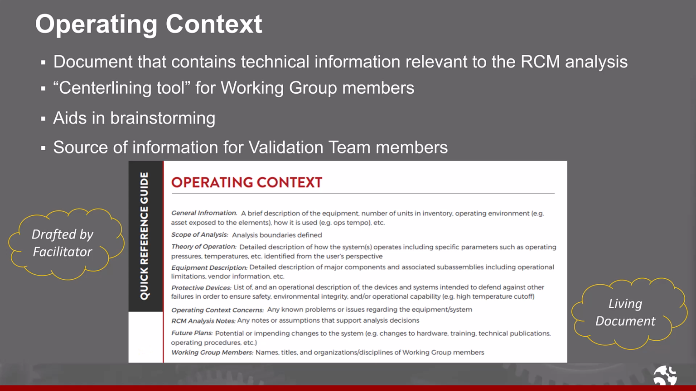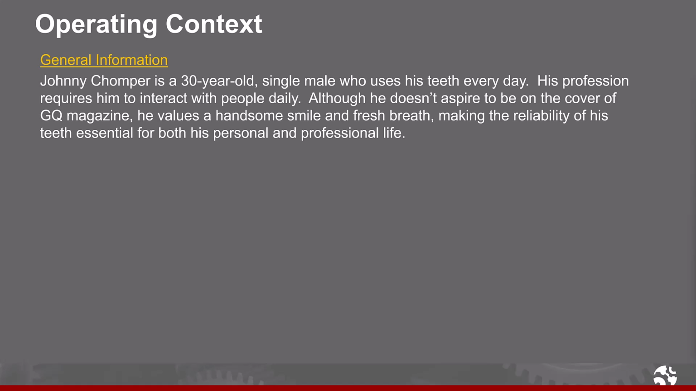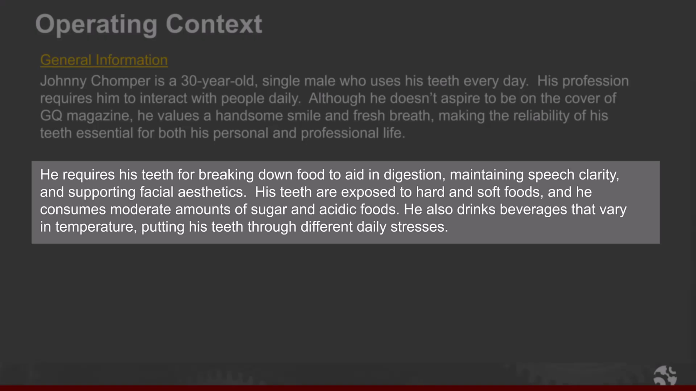Let's put this knowledge into practice and write the operating context for our case study, starting with the general information section. Johnny Chomper is a 30-year-old single male who uses his teeth every day. His profession requires him to interact with people daily. Although he doesn't aspire to be on the cover of GQ magazine, he values a handsome smile and fresh breath, making the reliability of his teeth essential for both his personal and professional life.